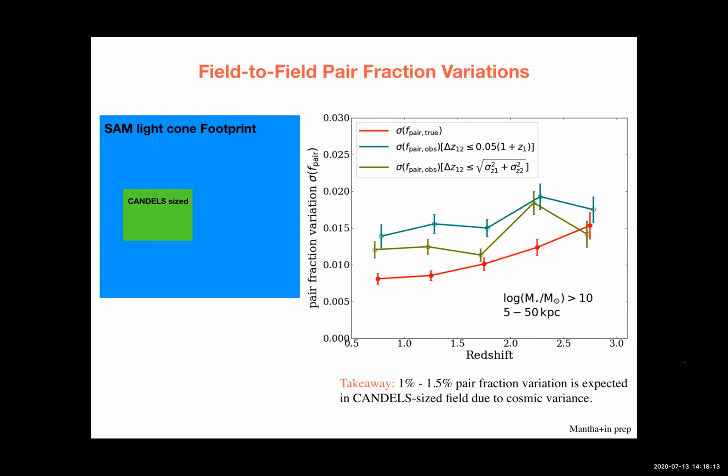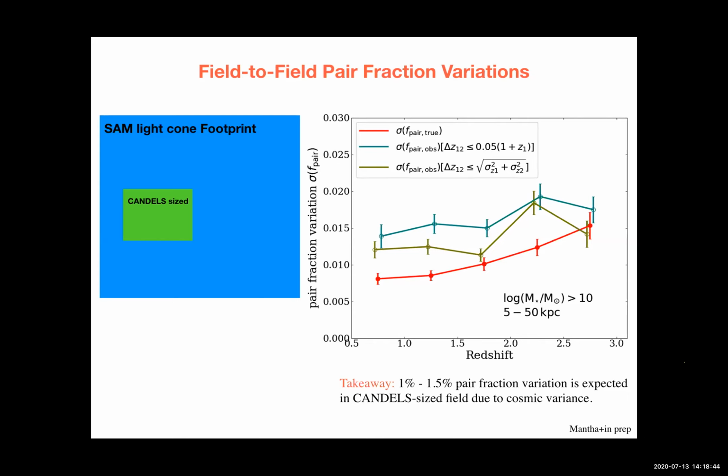One additional thing that I think is important is to quantify the effect of field-to-field variations in the pair fractions. One thing that I did not emphasize enough in the beginning of the talk was that the SAM light cones have a celestial footprint that is larger than the native CANDELS-sized fields. So we could basically slice the fields into CANDELS-sized native fields and quantify what would happen if you took different CANDELS-sized fields across the whole light cone footprint, and then quantify the variation in the pair fractions.